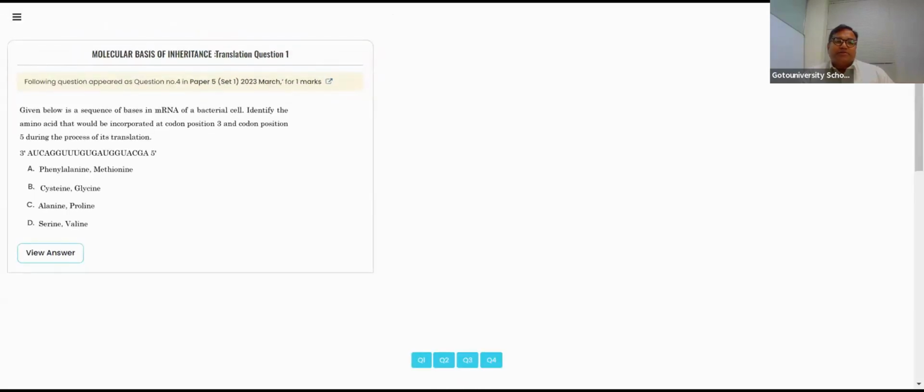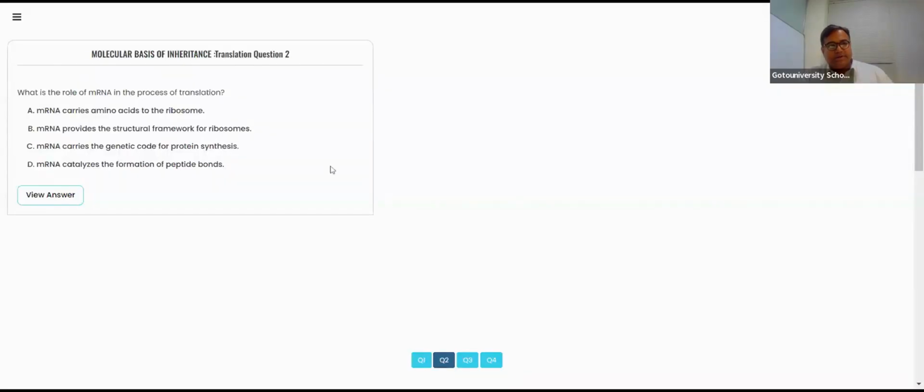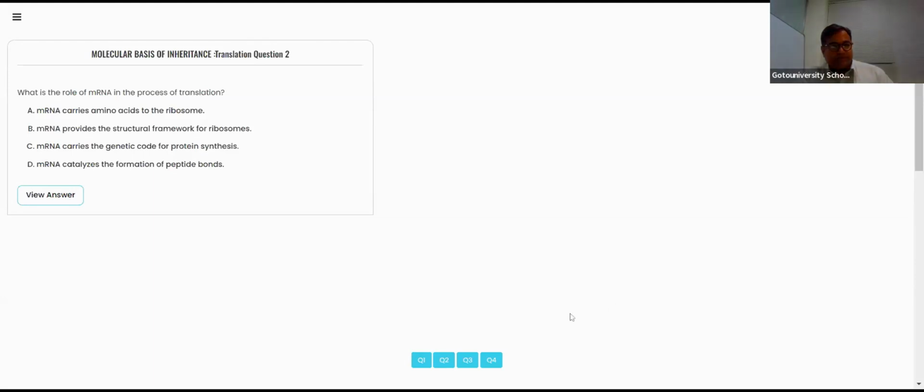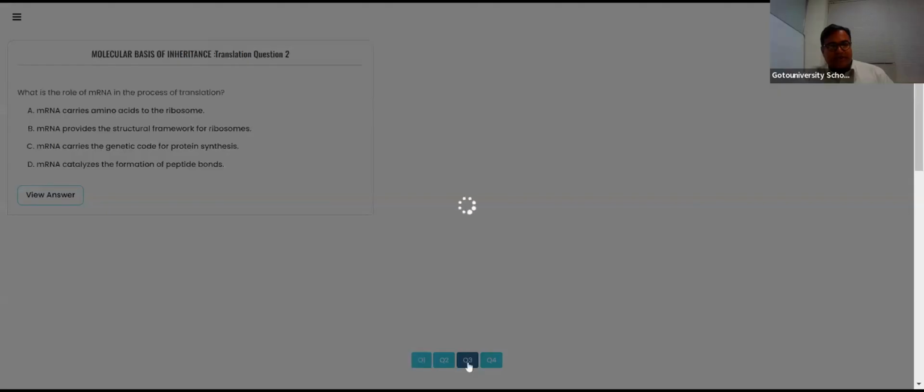This is one of the board question papers we discussed with you, and now we are coming to the next question. What is the role of the mRNA in the process of translation? The mRNA carries the genetic code for protein synthesis, right? The sequence of the bases of the mRNA specifies the sequence of the amino acids in the protein. Now we are coming to the next basic pointers.